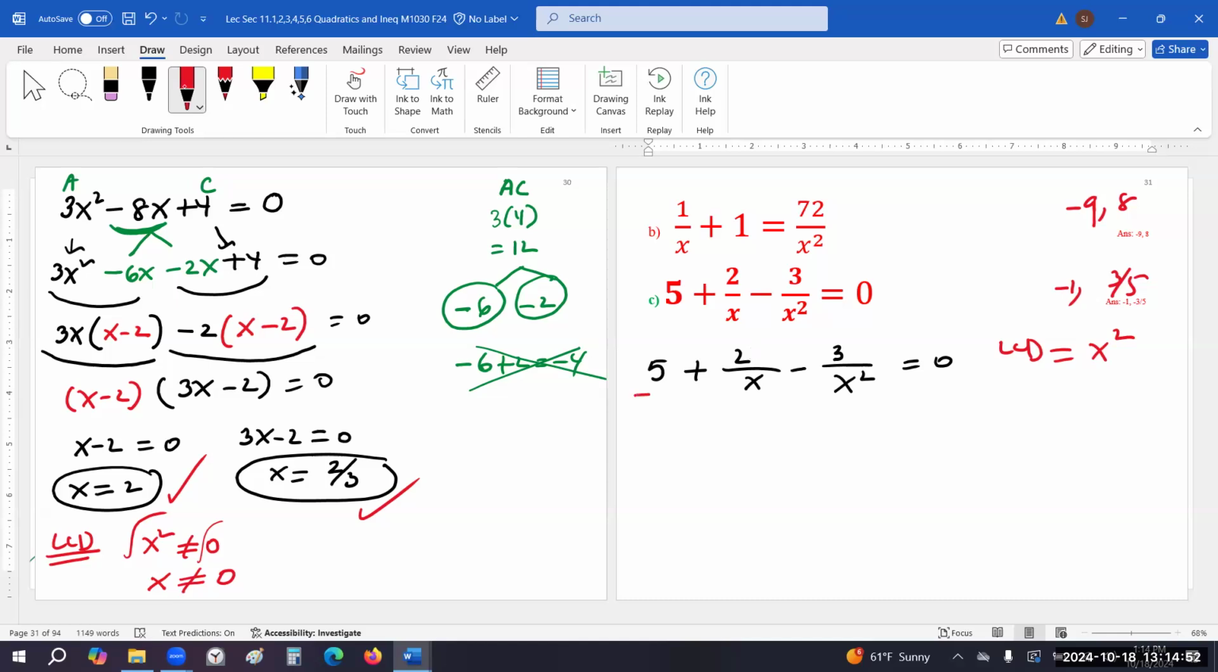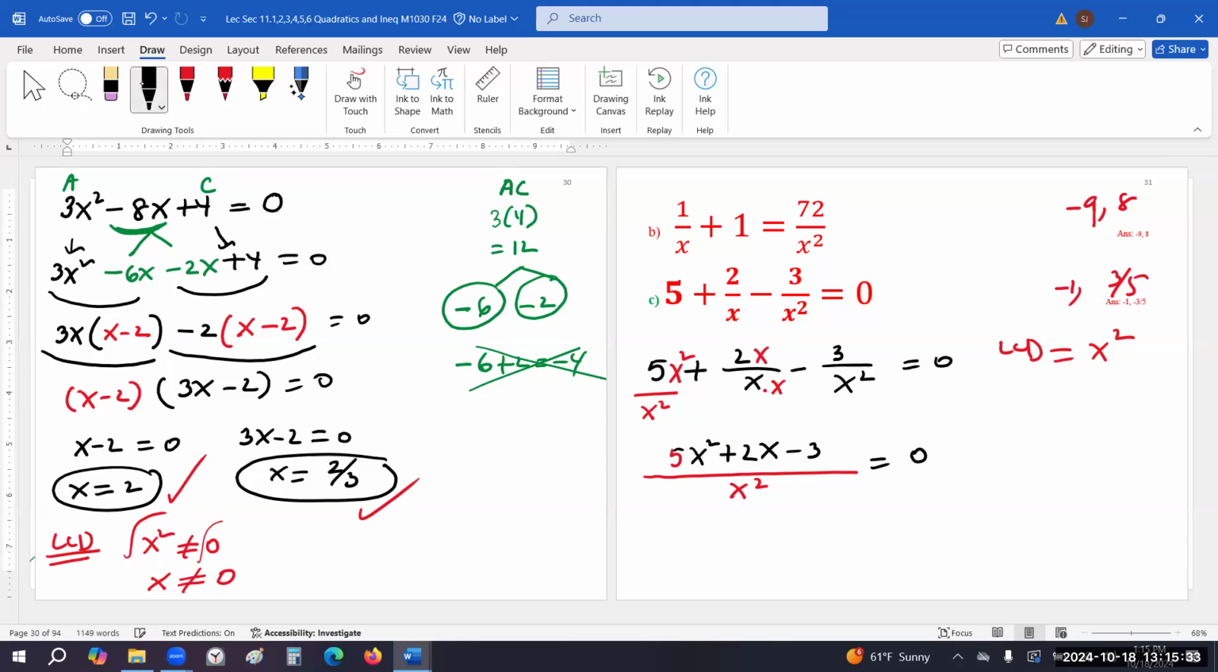Okay, so we want x squared here. We want x squared here. And the third one already has an x, we don't have to do anything. So what do you multiply 5 by? What do you multiply 2 by? X. And do you have to multiply 3 by anything? No, because you already have the denominator. So we got lazy and we write the denominator only once. And we have 5x squared plus 2x minus 3 equals 0.